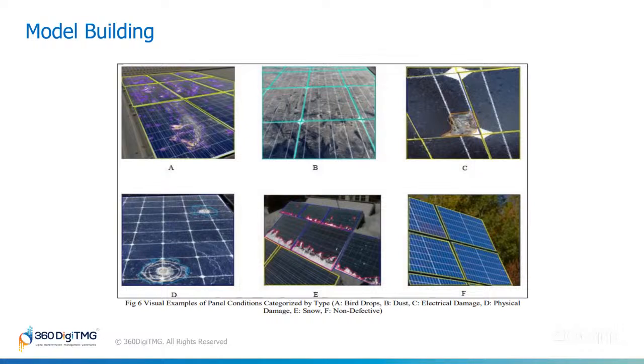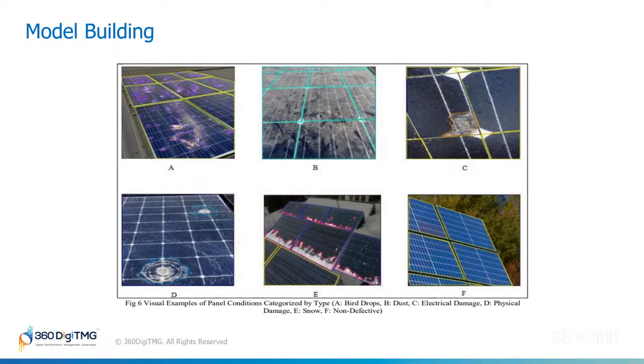Next one we have is E, that is the snowfall. That snow accumulates on the panel. And the last one we have is the non-defective, that is a clean panel. So by considering all these six classes, we train our model so it is capable of identifying the different types of defects based on the scenario. Not only the defects, our model is also capable of identifying the non-defective solar panel.